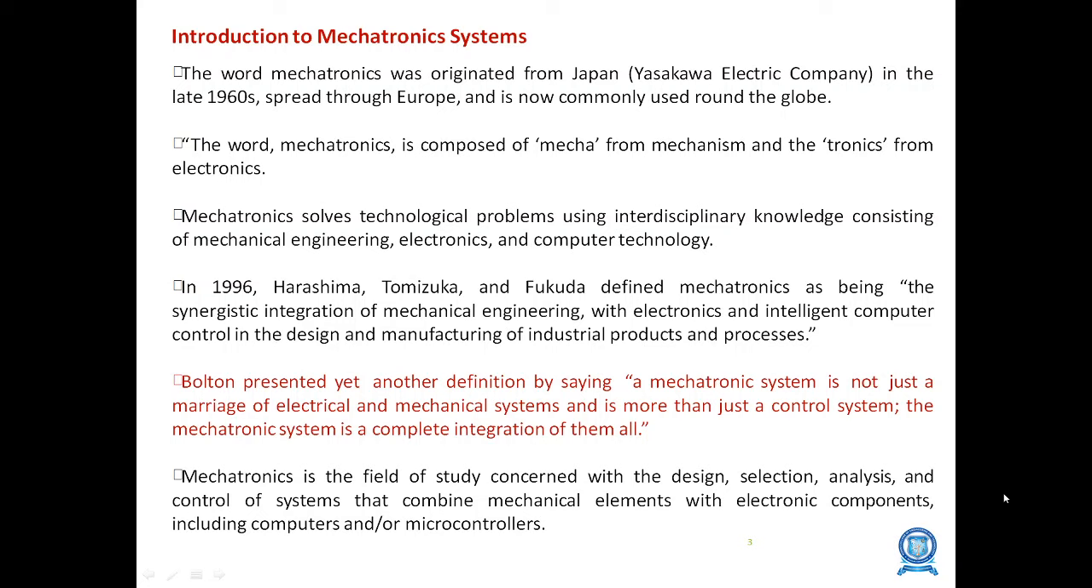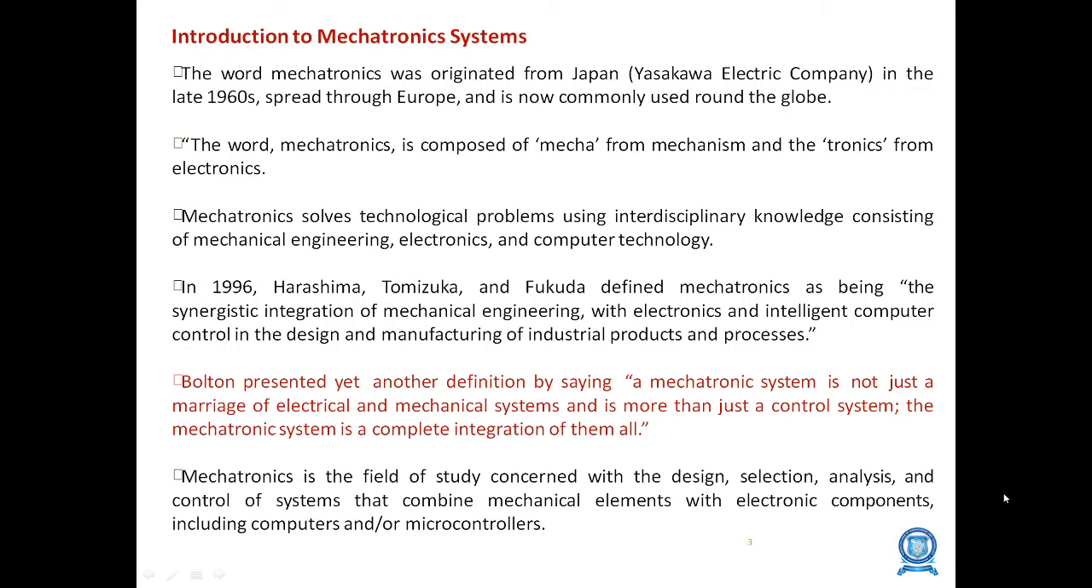In 1996, Tomizuka, Harashima and Fukuda defined mechatronics as the synergistic integration of mechanical engineering with electronics and intelligent computer control in the design and manufacturing of industrial products and processes.